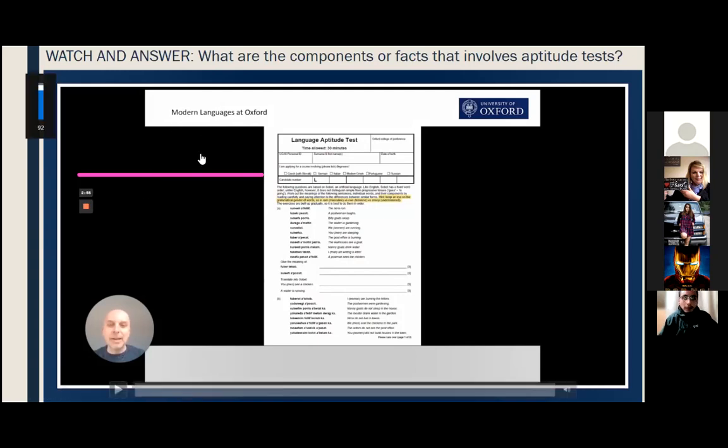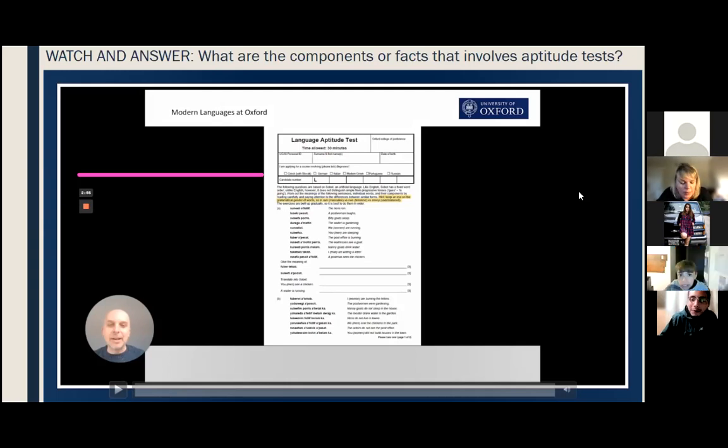Okay, I don't know if it is a little bit clear. I don't know if someone could help me. What did you listen about? What is an aptitude test? Okay. Did you guys understand? I heard that it was a test based on native language in order to measure the language functions.